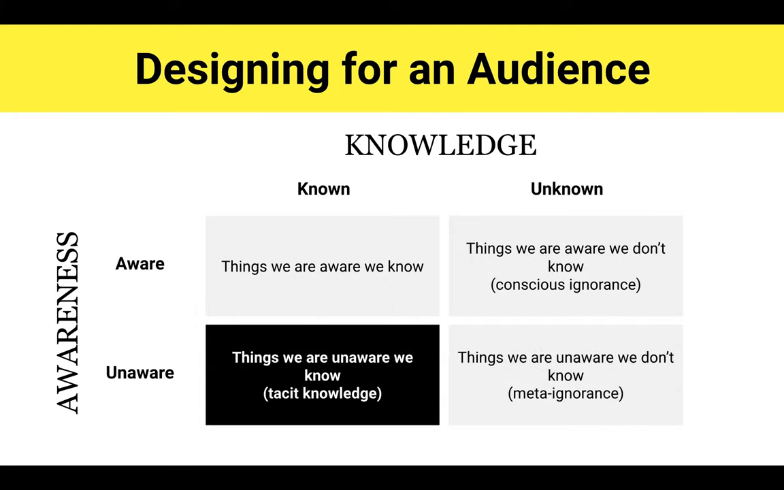In the fourth and final quadrant are things we are unaware we know, or tacit knowledge. These are things that are second nature to you that may be difficult to explain. For example, I speak English, but I don't know enough about linguistics, psychology, physiology, and neuroscience to explain with any tangible details how my brain and body work together when I speak. The questions I can explore here may require conversations with people who have some understanding of my context so that they can help me move to quadrant one.